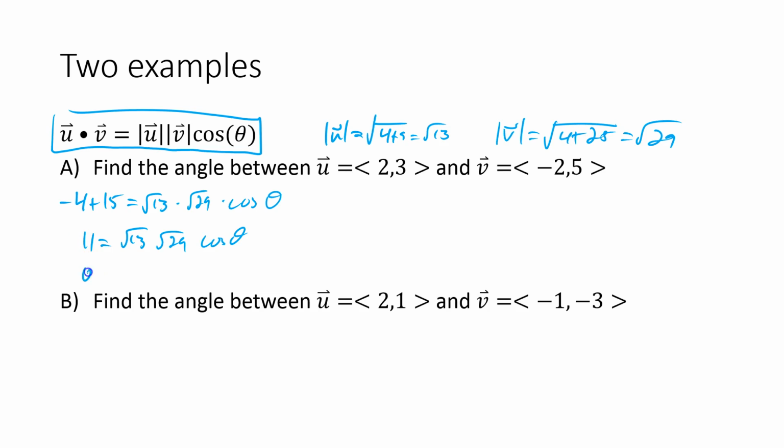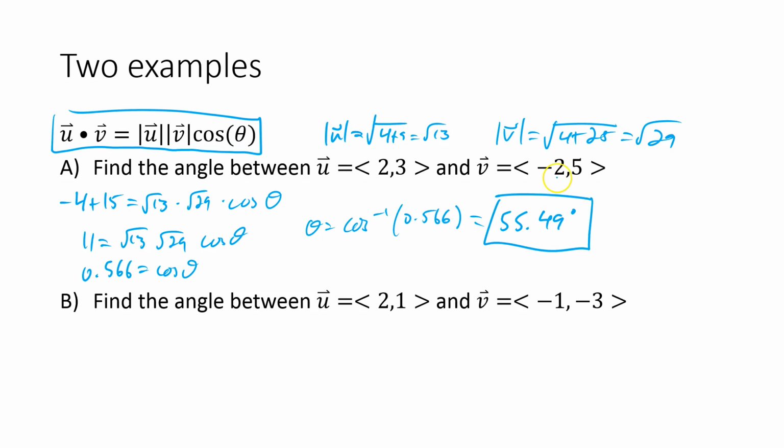So that gives me 0.566 is equal to cosine theta. Good. That should be a number less than 1 for this to work. So theta is going to be cosine inverse of 0.566. So I'm going to do second cosine of that answer. That gives me 55.49 degrees. Cool. So we found the angle in between u and v.